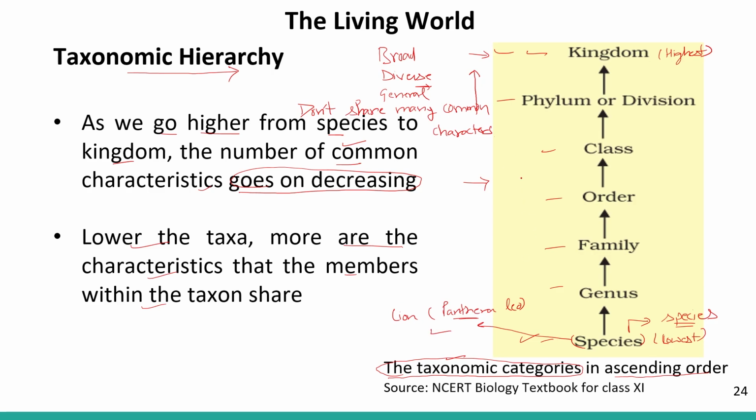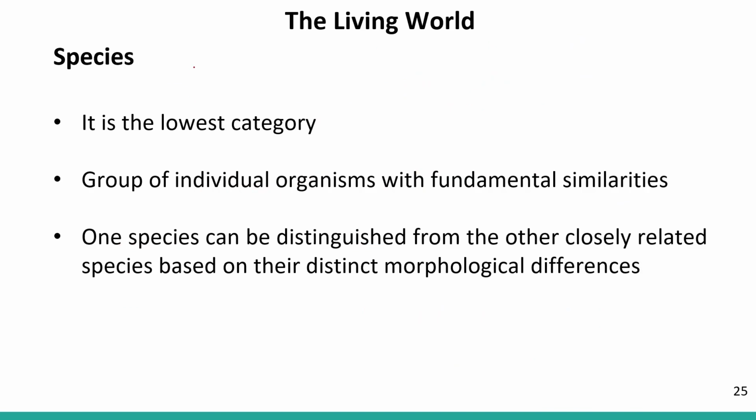As we go up higher, suppose we go to the kingdom level. If we talk about the kingdom Animalia, it includes so many animals, all the animals. So here this category becomes very broad. All right. Now let's talk about each taxonomic category. Lowermost is the species. It is the lowest category, and it is the group of individual organisms with fundamental similarities. So what is species? Species is the group of individual organisms with fundamental similarities.